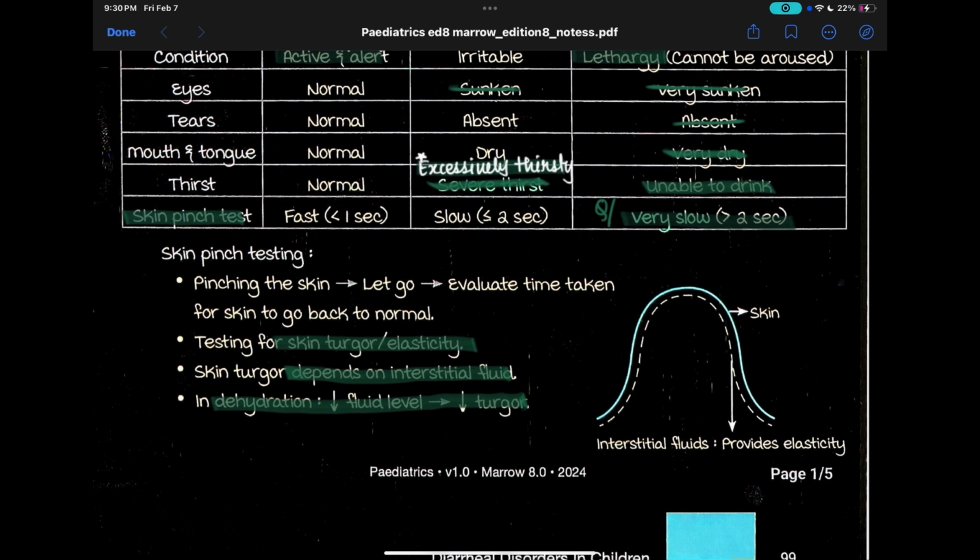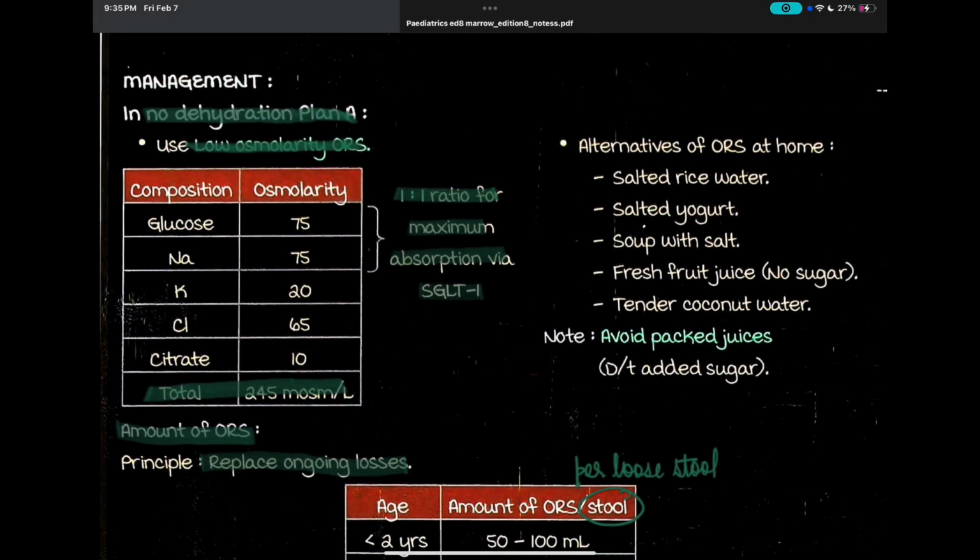So, skin pinch testing is pinching the skin, letting go, and evaluating the time taken for skin to go back to normal. Testing for skin turgor and elasticity. Skin turgor depends on interstitial fluid. In dehydration, the interstitial fluid is low and hence the turgor is low. Interstitial fluid provides elasticity.